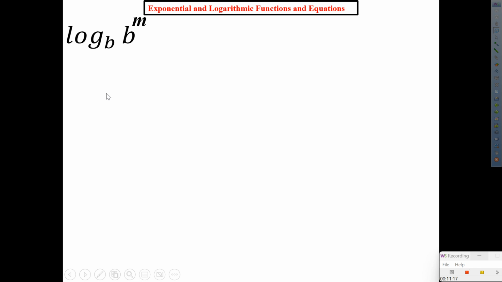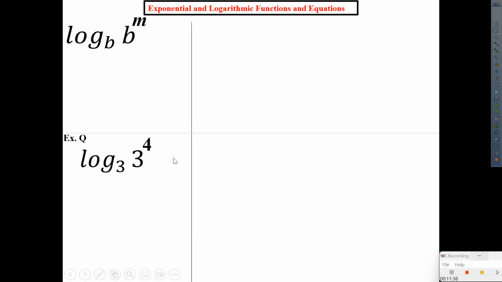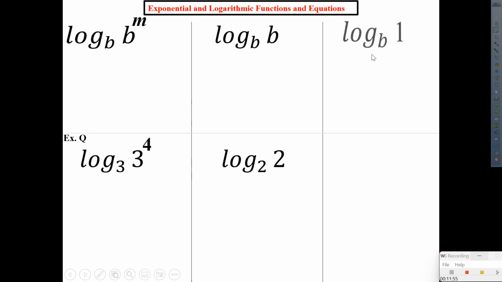Then skip about 2-3 lines. Draw a line across and write example q: log base 3 of the given number 3 to the 4th power. Then draw a line down, go to the next column, write log base b of the given number b, empty space. In the example box below, you're going to write log base 2 of the given number 2. One more line down, then you're going to write log base b of the given number 1, and below that, the example given is log base 10 of the given number 1. Copy that.